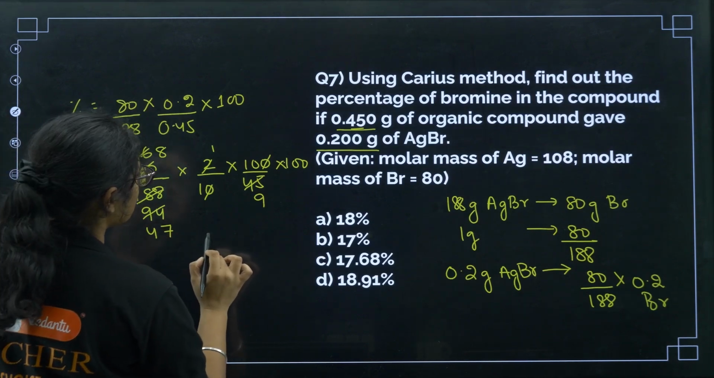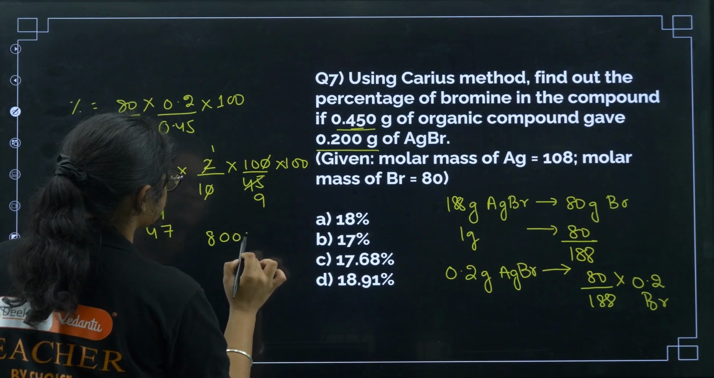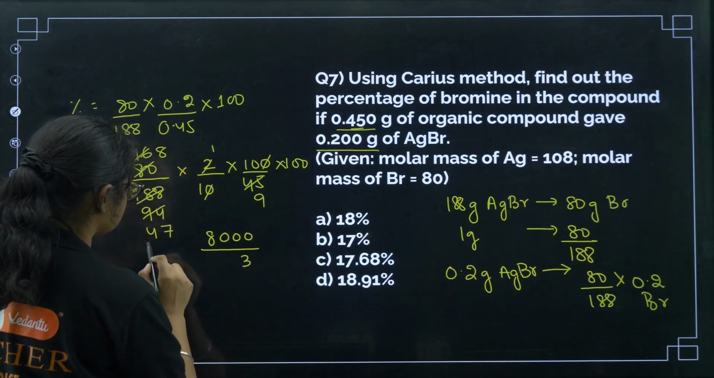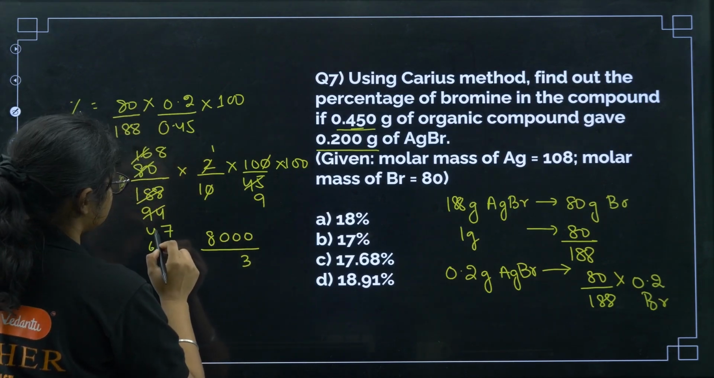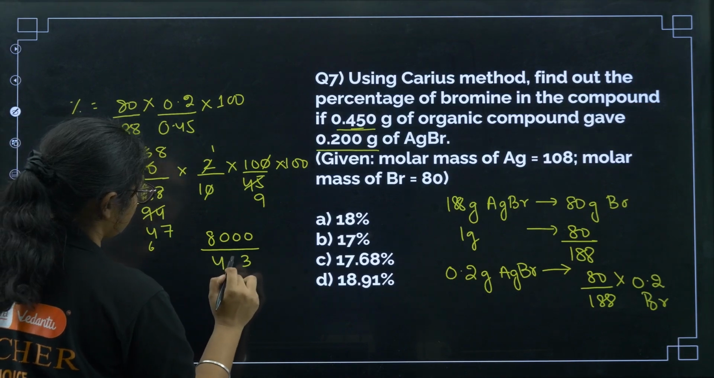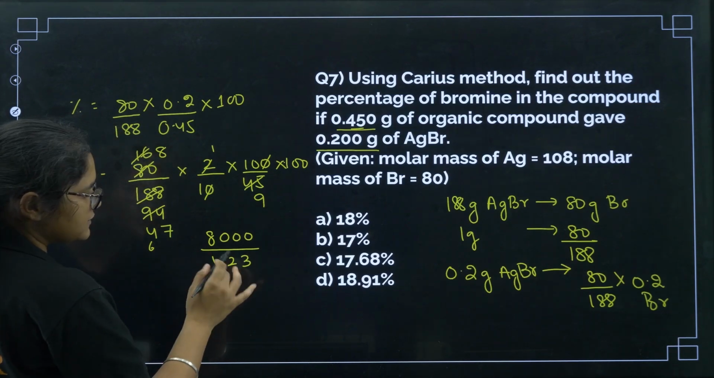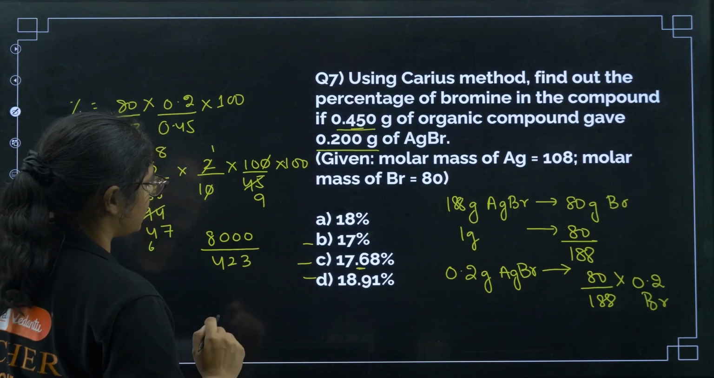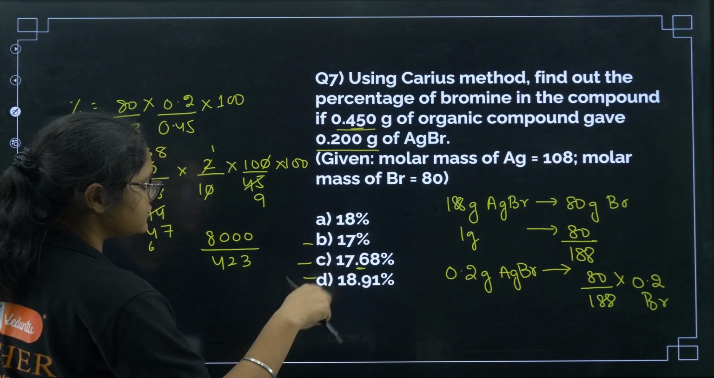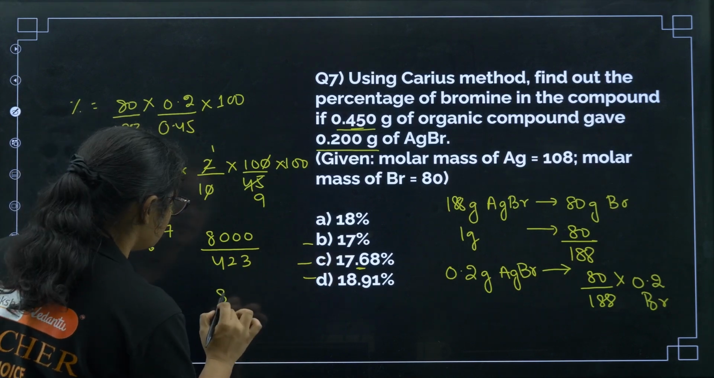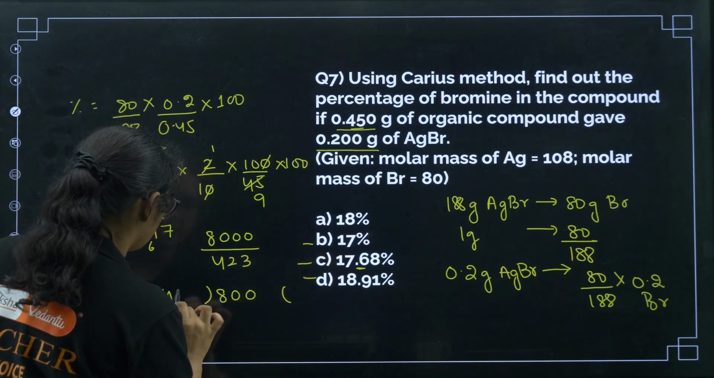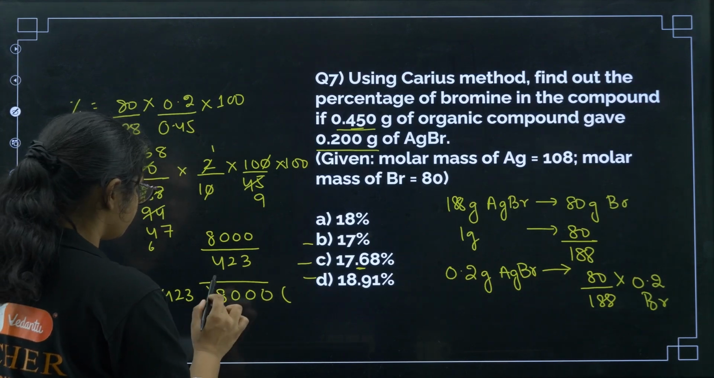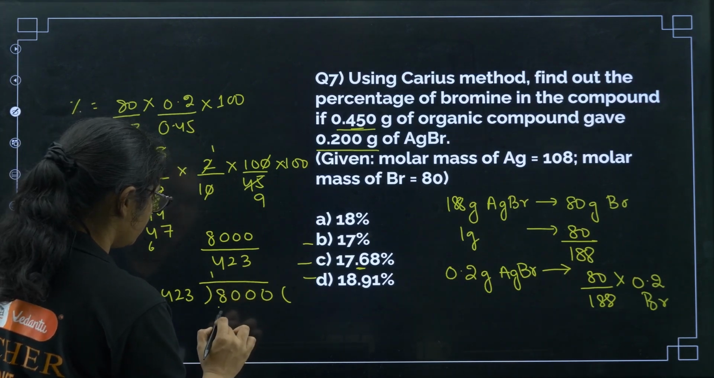Okay, so I got 8,000 divided by 9 into 47. Let me put 9 7s are 63, 6, 9 4s are 36, 36 plus 6, 42, 423. So if I just calculate, you can see options are very near, so I have to go at least up to 3 digits to get the correct answer, or I can at least go to 2 digits to eliminate 2 options. So if I do 8,000 divided by 423, if I take 2, it will be more, so I have to take 1 only.